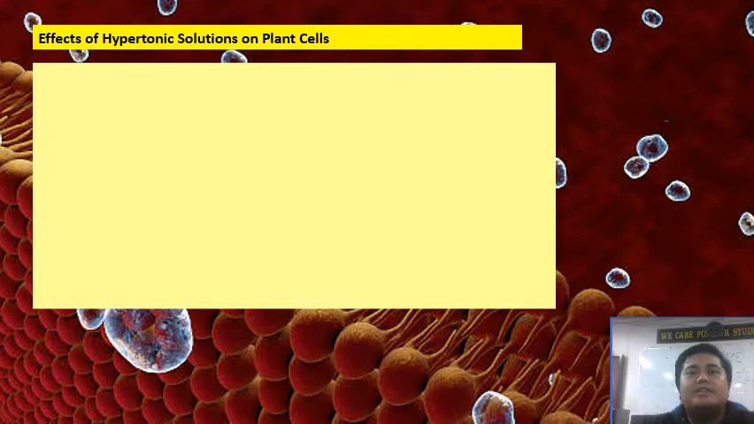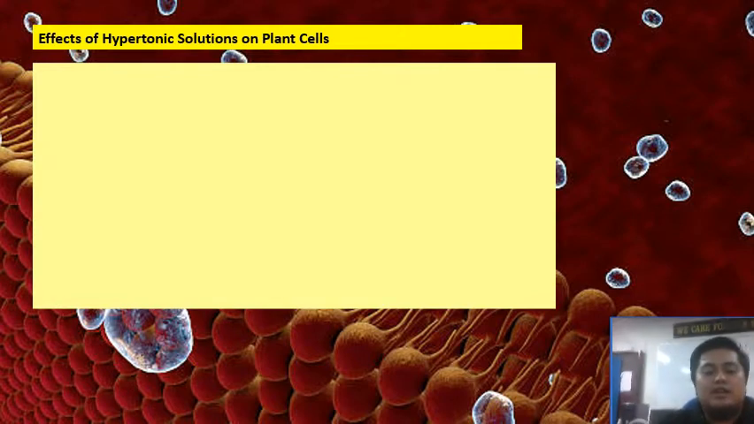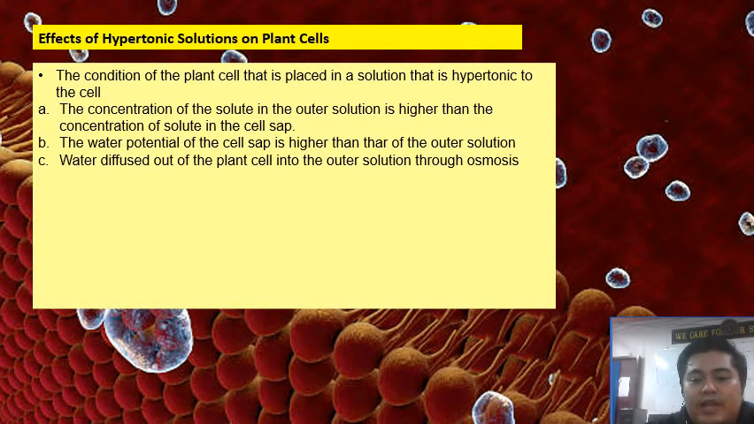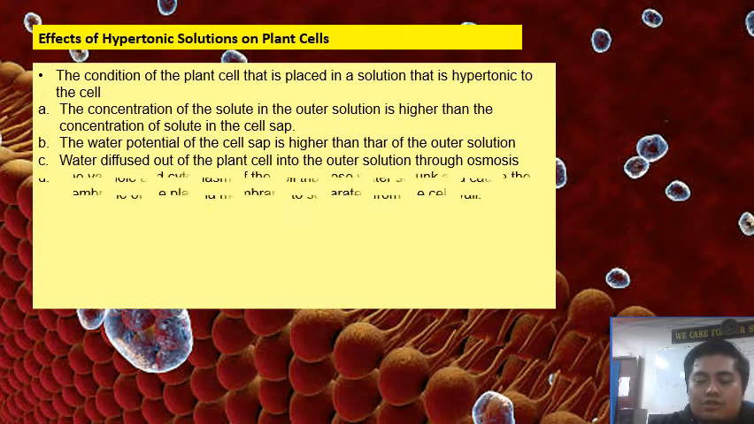Next, tadi kita bincang pasal hypotonic solution. Sekarang kita tengok hypertonic pula. Okay, dalam keadaan hypertonic, dia akan berlawanan dengan yang tadi. So, kalau tadi solute dekat luar lagi rendah daripada dalam, ni kat luar adalah lebih tinggi berbanding dalam. So, apa yang akan berlaku is that air akan meresap keluar. The water will diffuse out of the plant cell into the outer solution through osmosis.